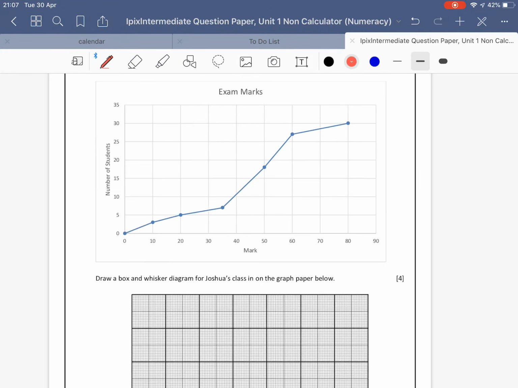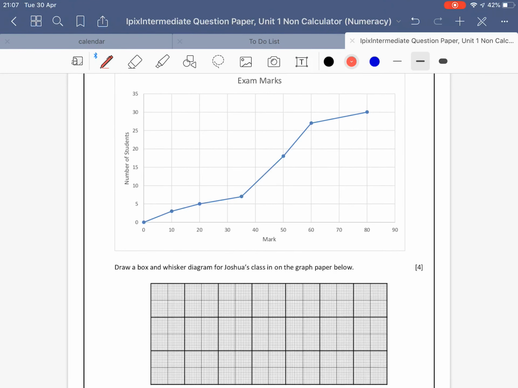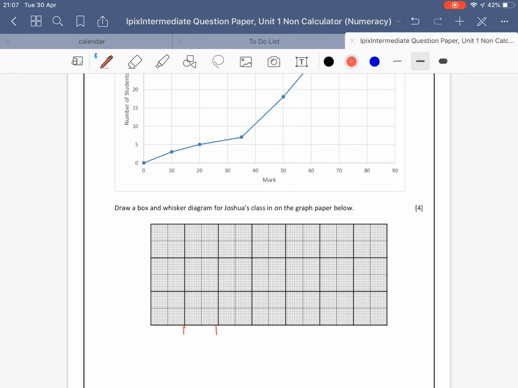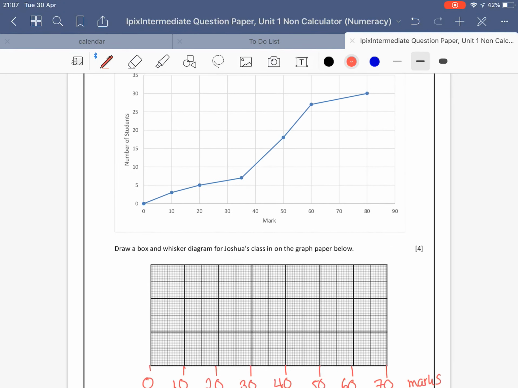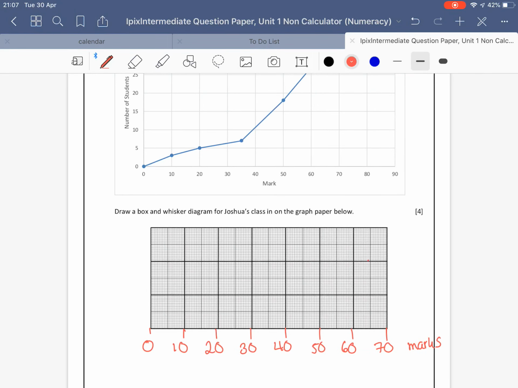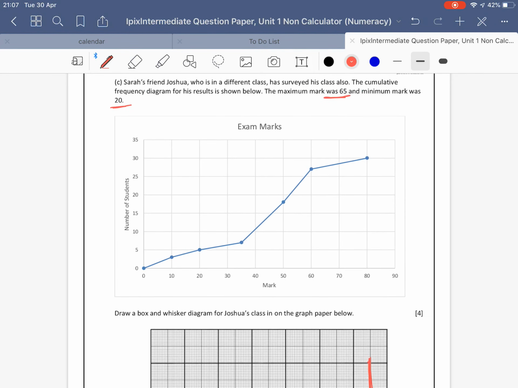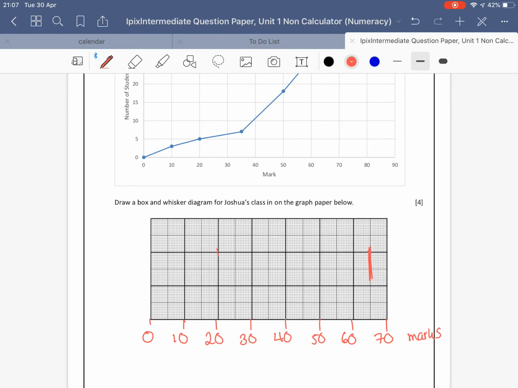What did they say the maximum was? 65. So let's do 10, 20, 30, 40, 50, 60, 70. So this is 0, 10, 20, 30, 40, 50, 60, 70. These are our marks. The maximum mark was 65, so that's my maximum mark there. Minimum mark was 20, so 20 is here. So these are my end points, the ends of the whiskers.